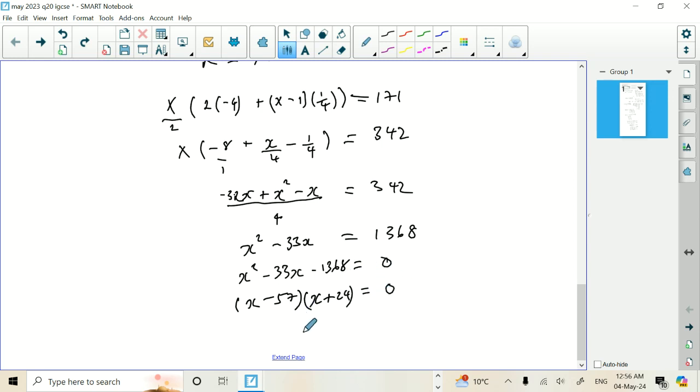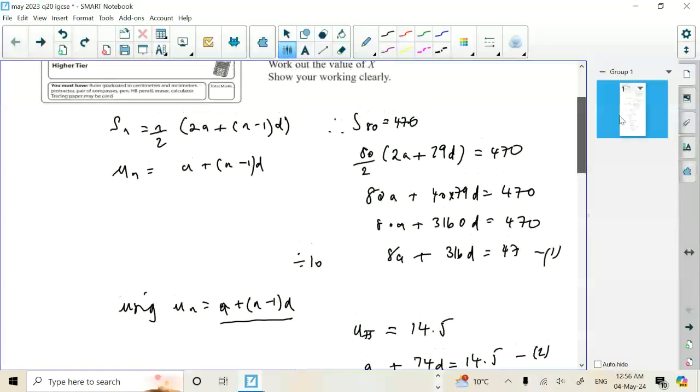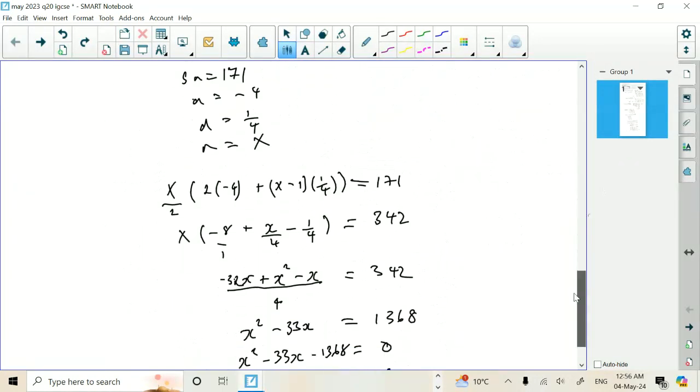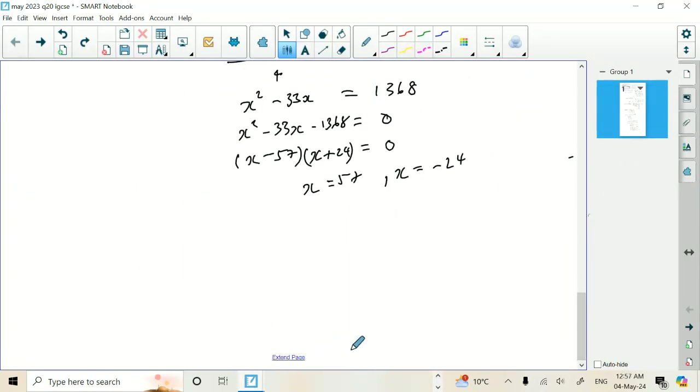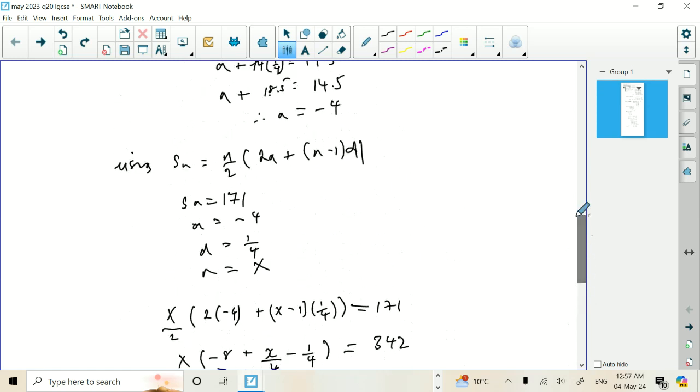So we get x is equal to 57, or x is equal to minus 24. But x has to be bigger than 0. X must be greater than 0, so therefore x is equal to 57, and that's your answer. A lot of work for, I think it's, 6 marks? Okay.